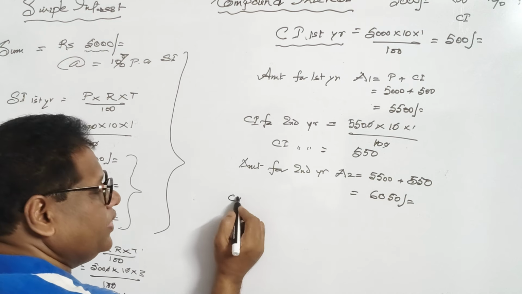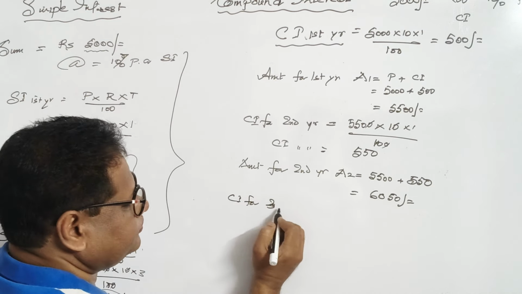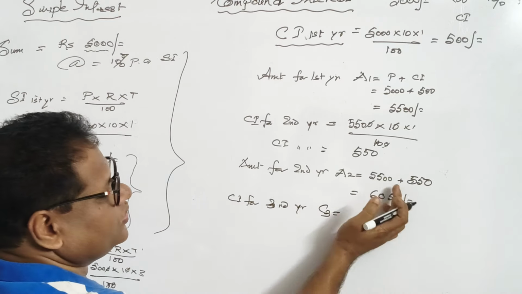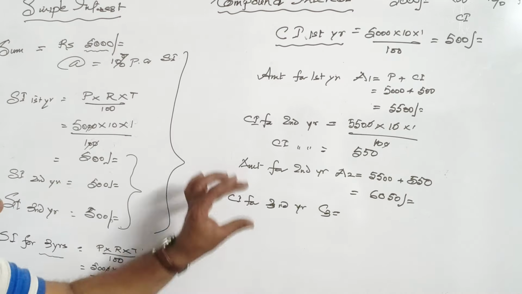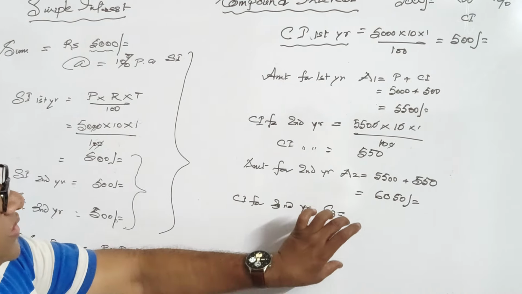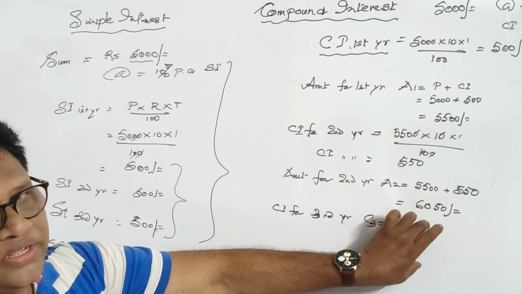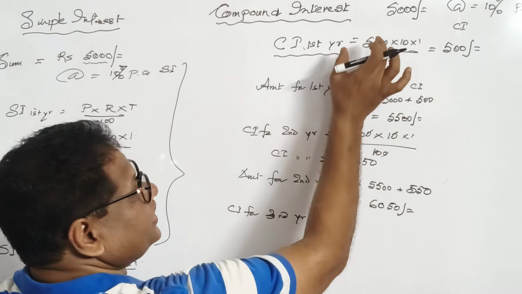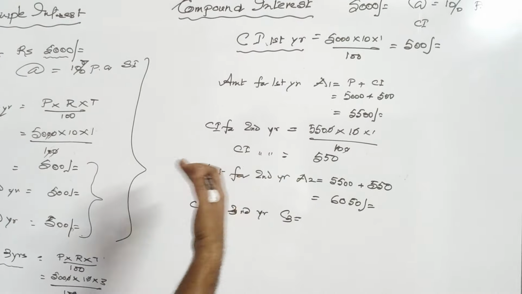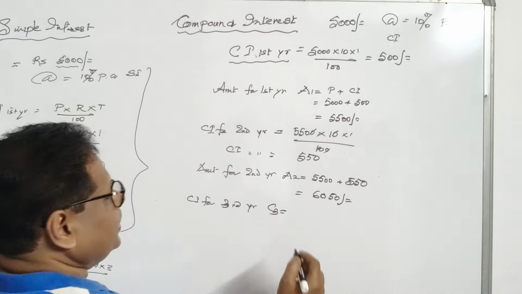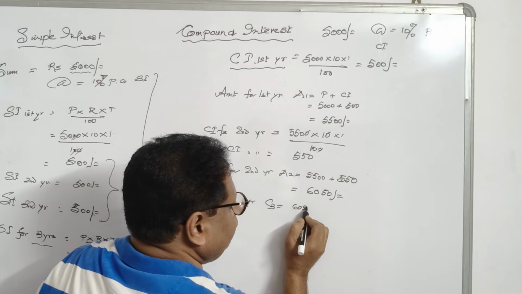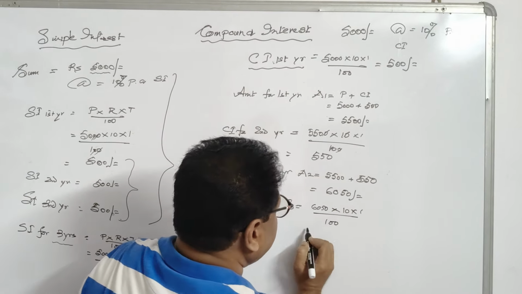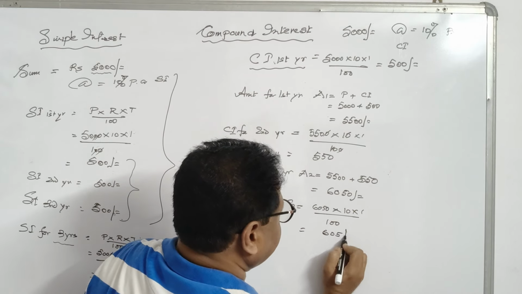Now, if you want to calculate the CI for the third year, C3, then this will be calculated on this. So every year, whatever is the amount at the end of the previous year becomes the principal for the next year. That means the CI for the third year will be calculated on this, not on this particular sum. This is how the compound interest differs from simple interest. So the CI for the third year will be 6,050 into 10 into 1 by 100, and this comes to 605.